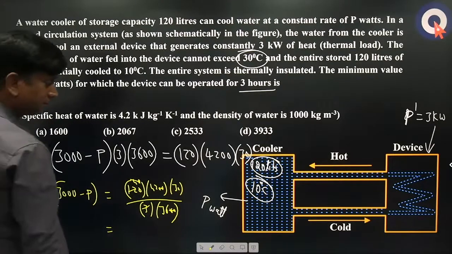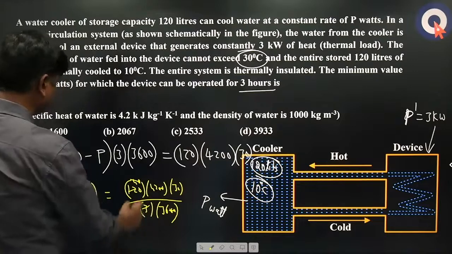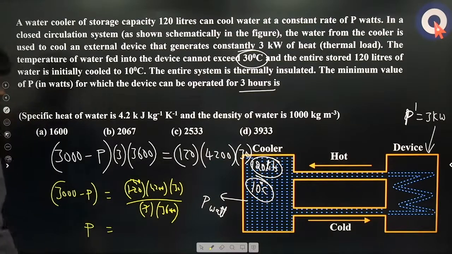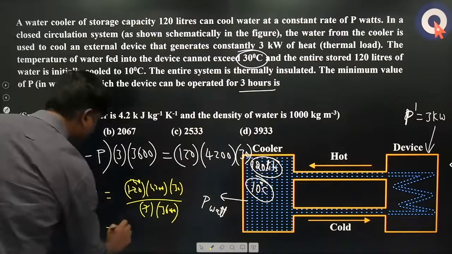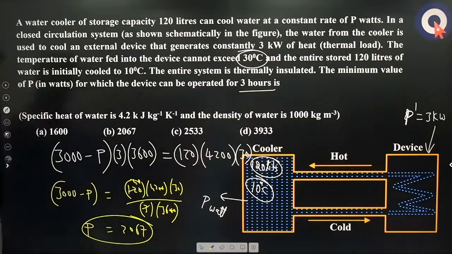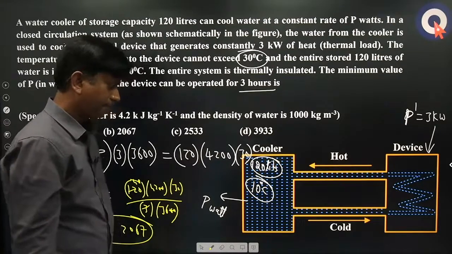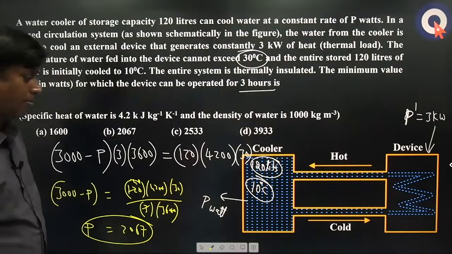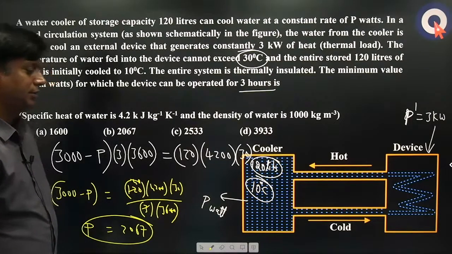Anybody? So the P value nearing about 2000, 2066.66 you will get. So 2067 you are going to get. Right. So we'll move on to the next question.